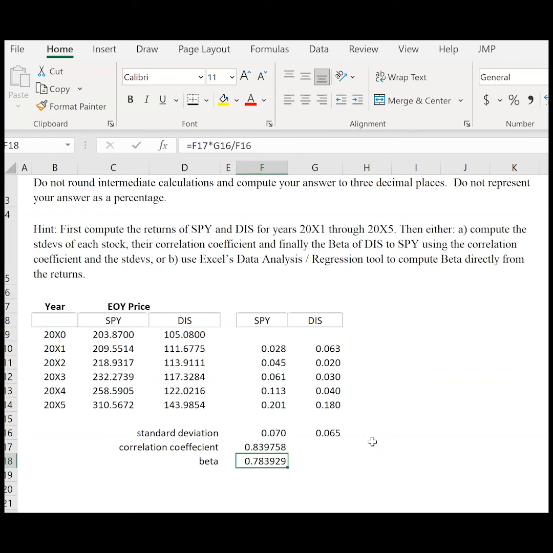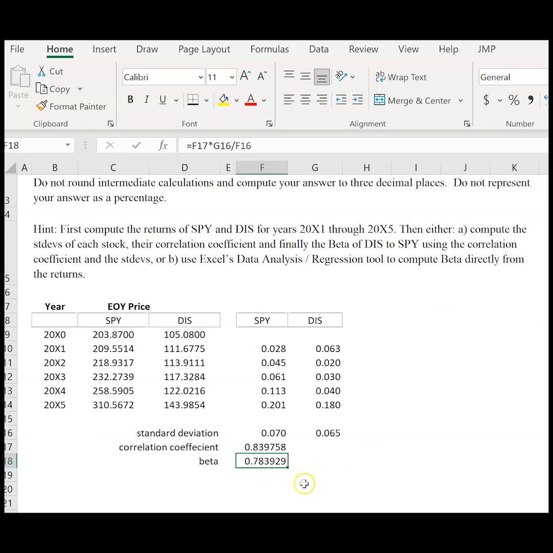So what this beta is telling us is that Disney is a little bit less volatile than the market. So what this can tell us is that as an investor, if we are deciding between putting money within the total market through an investment vehicle like an ETF, or putting money in an individual stock like Disney, we are willing to accept a lower return on the individual stock.